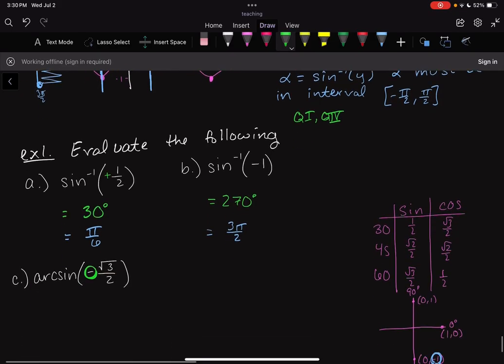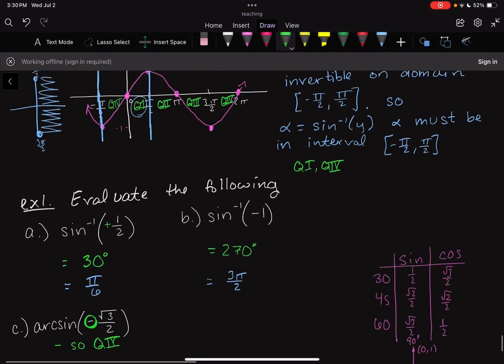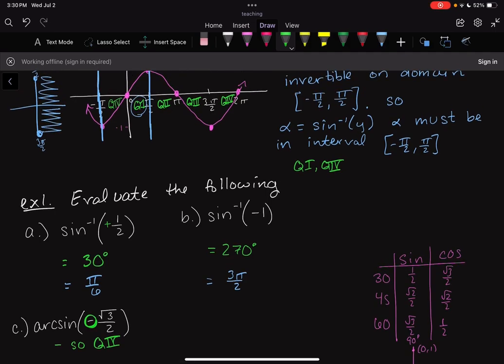So that means that my answer right here has to be in quadrant 4. Now, it is true that sine is also negative in quadrant 3. However, quadrant 3 is not in that interval that we've set up. So that's why we don't want to include anything in quadrant 2 or quadrant 3. It should either be quadrant 1 or quadrant 4. If it's positive, quadrant 1; negative, quadrant 4.